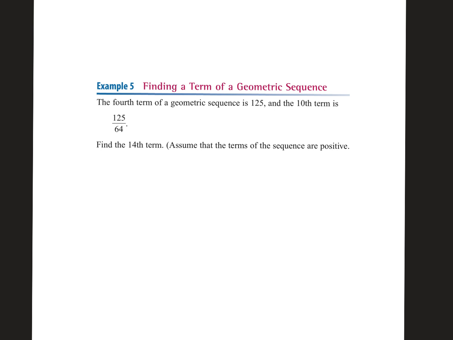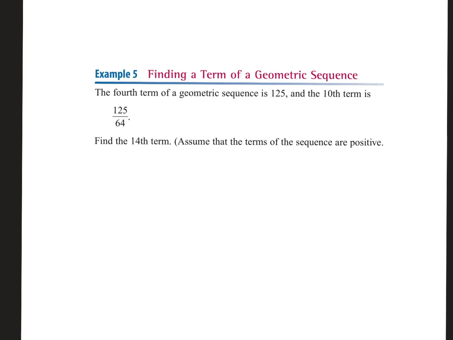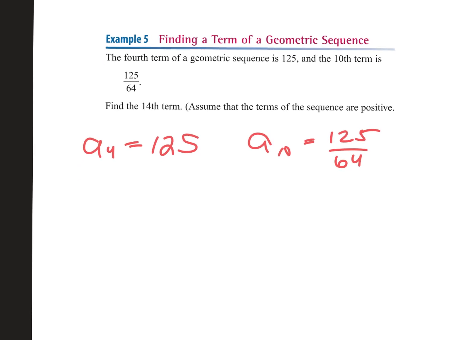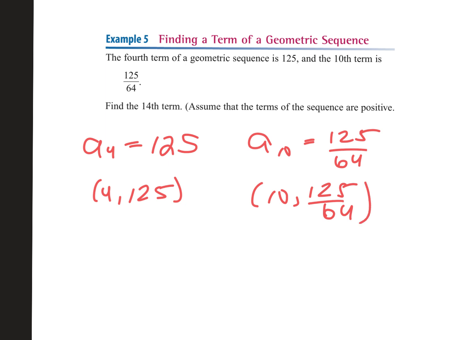function. Geometric, guys, is what kind of a function? We said that yesterday. Exponential. Good. So in this case, they told me that the fourth term, so a sub 4, is 125, right? And they told me that the 10th term is 125 over 64. You can still write this as an ordered pair. This ordered pair would be 4, 125. And this one would be 10, 125 over 64.